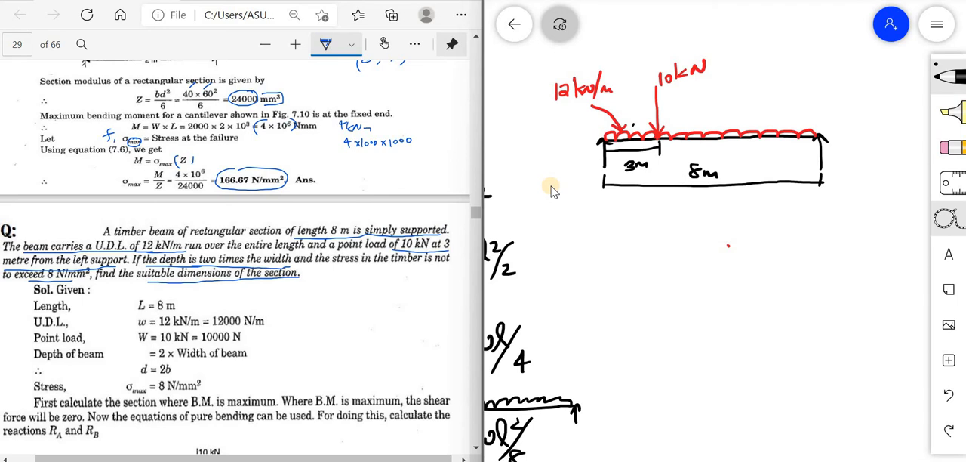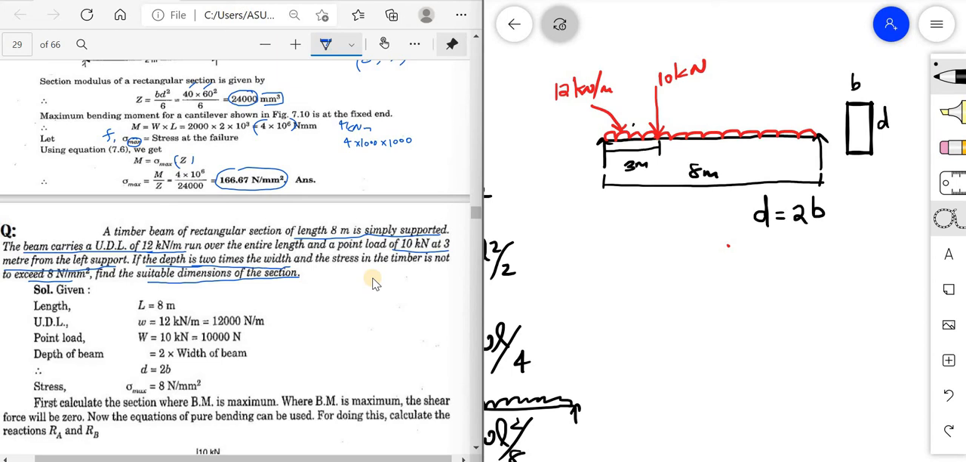Now what are the things given? I have to find out the dimension. So I am assuming the dimension of this beam as, let it be B, and this is D. Now what are the conditions that are given? Here the depth is 2 times the width. Depth is 2 times the width. This is one condition.